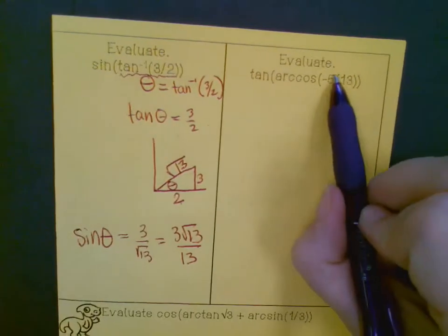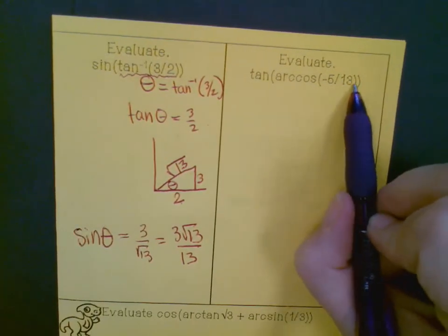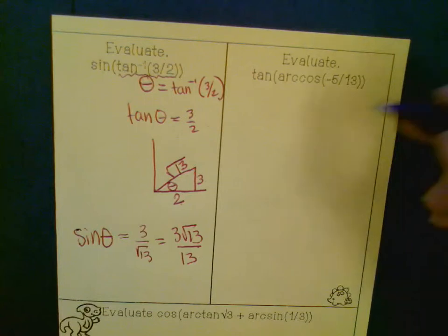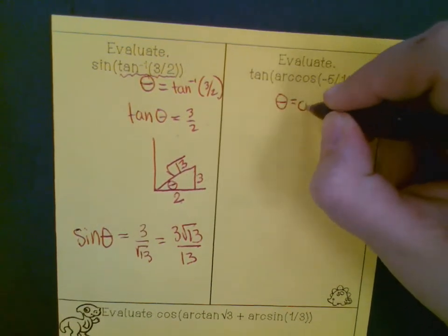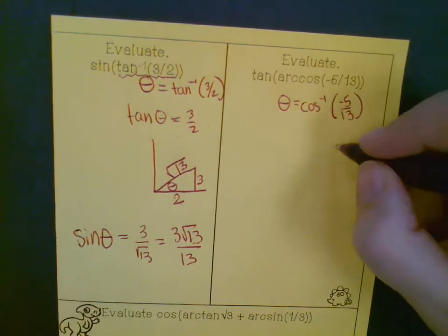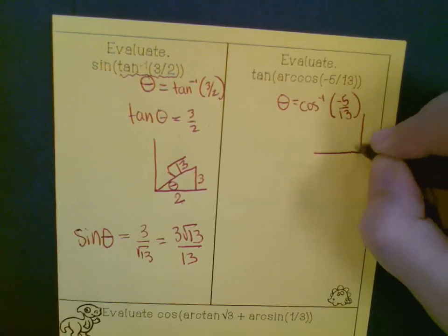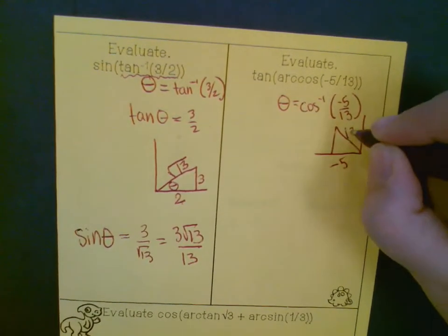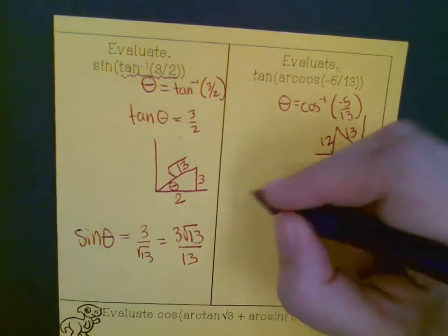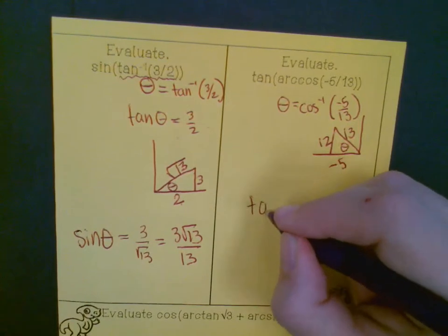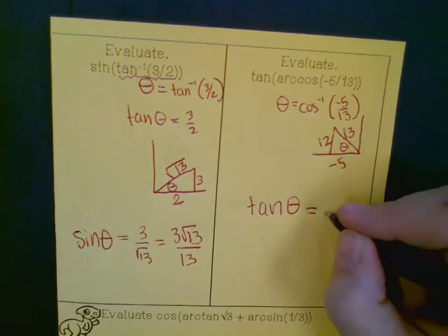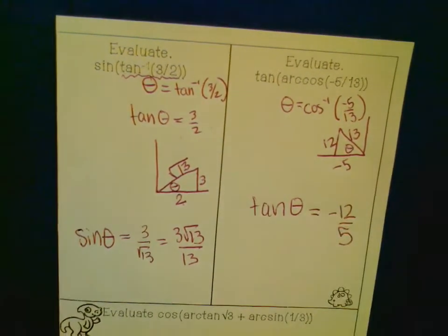Okay, so here we're going to draw a picture with the cosine being -5 over 13, and then we'll take the tangent of that picture. So we'll make this equal our theta. So theta equals cosine inverse of -5 over 13. Cosine is negative, restricted to quadrant 2, adjacent over hypotenuse. If you remember your Pythagorean triples, opposite is 12. So now we're trying to find the tangent of that theta, that triangle we drew. The tangent of that picture is -12 over 5. And that's it.